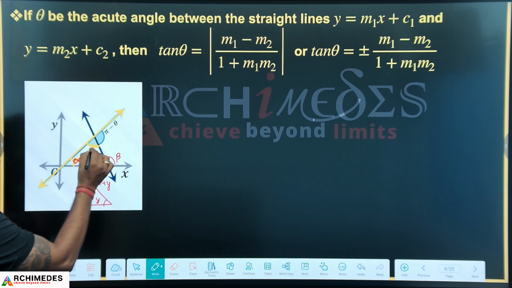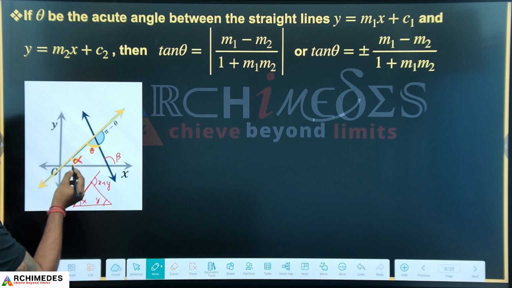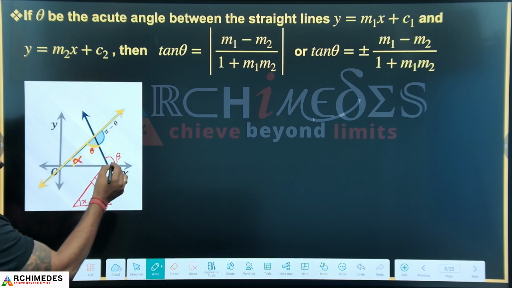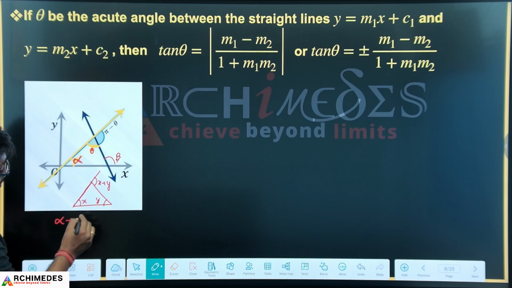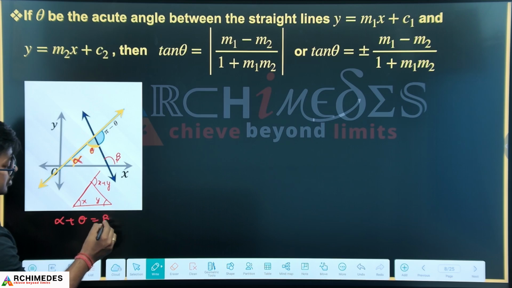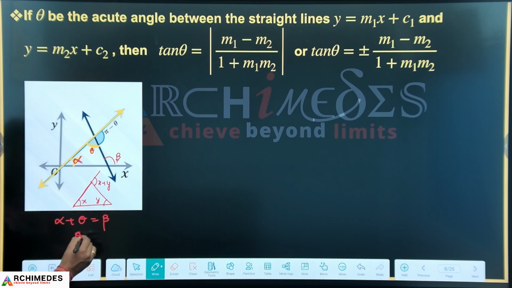Suppose this theta is the angle between these two lines, alpha is the angle made with the positive direction by one line, and beta is the angle made by the other line. If we add these two angles, alpha plus theta, then it is beta. Yes or no? Alpha plus theta is beta. Then what is the angle between them? So theta equals beta minus alpha.